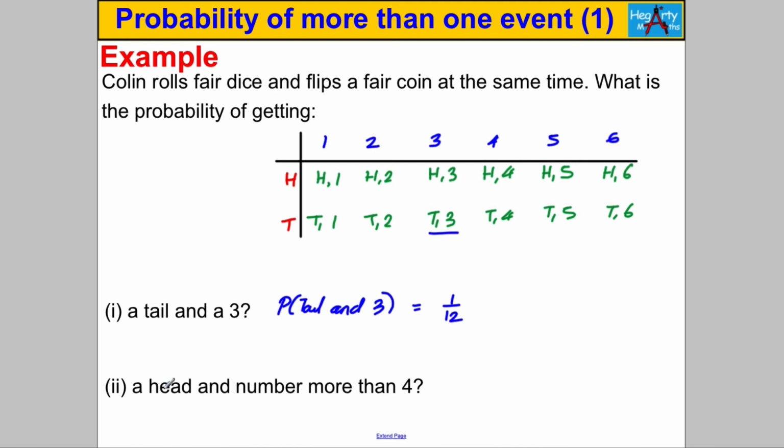And then the probability of a head and a number more than 4. Let's just count those up from our sample space diagram. You've got to have a head, so it's got to be in this line here. More than 4, there's one of the numbers more than 4, 2 of the numbers. So it's going to be equal to 2 out of 12. Dividing top and bottom by 2, that simplifies to a 6th.